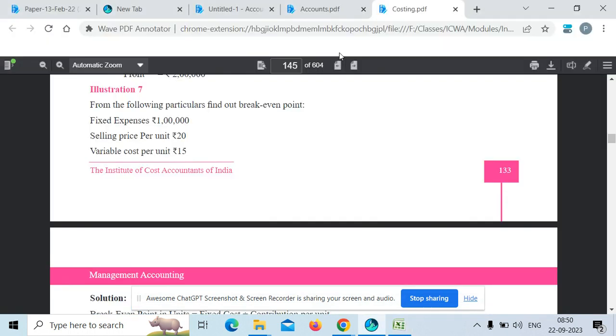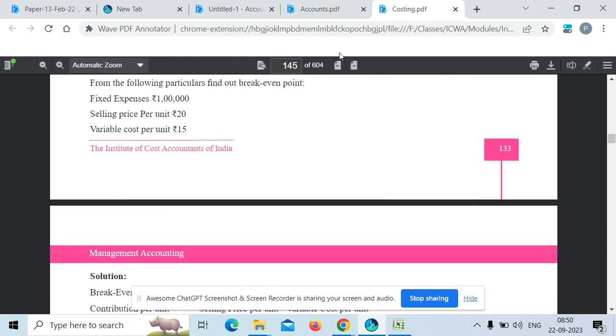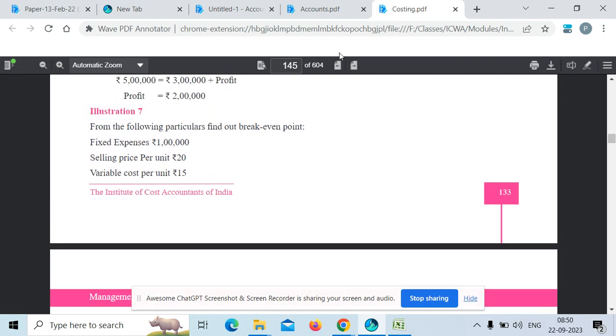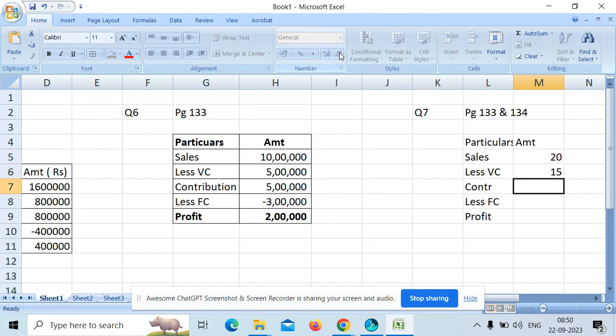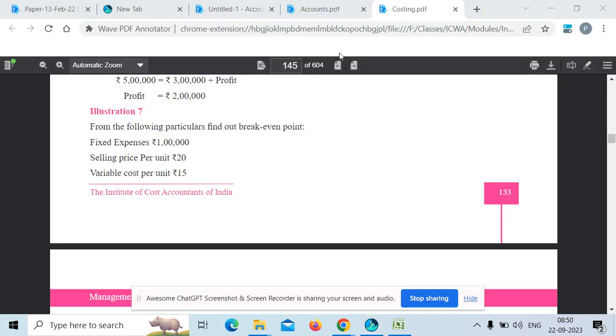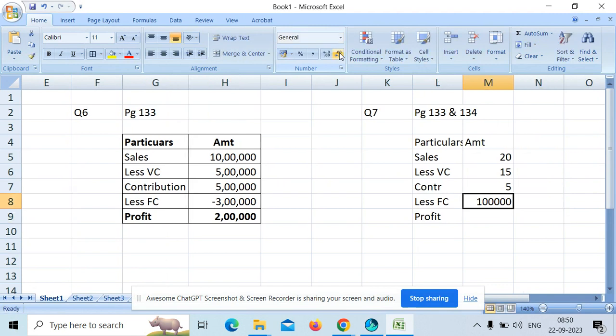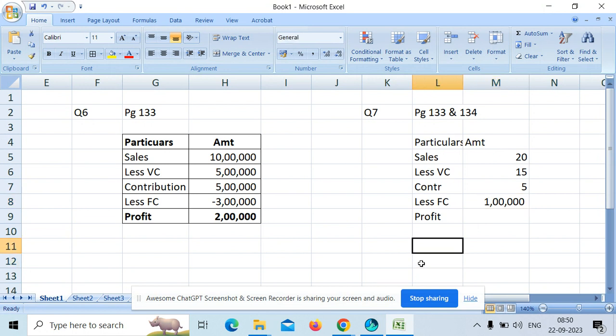Now here they have given me fixed expenses 1 lakh, selling price per unit rupees 20, variable cost rupees 15. Based on this I'm supposed to find out my break-even point. So 20 rupees is my sales, 15 rupees is my variable cost. If I subtract these two, I'll get 5 rupees as contribution. Fixed expenses is given on a totality basis, but I cannot do further working here because half of my statement is on totality basis and half of the statement is per unit. So no comparison. So what I will do is I'll find out my PV ratio.